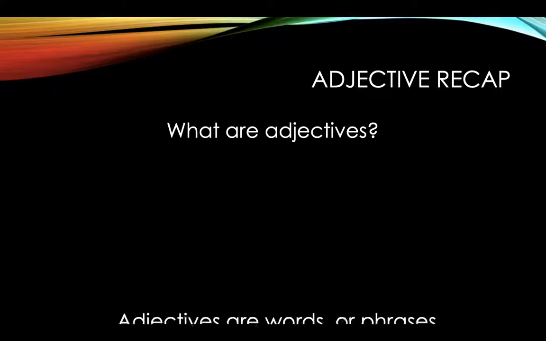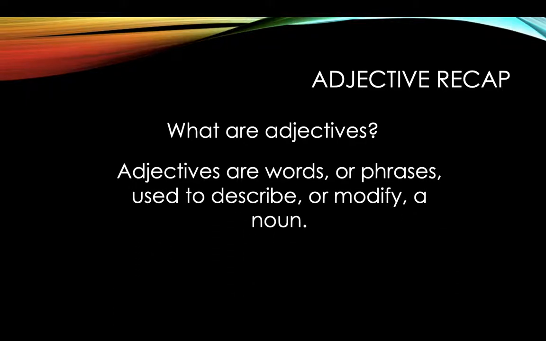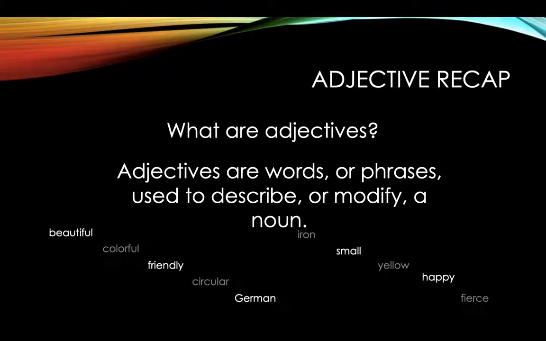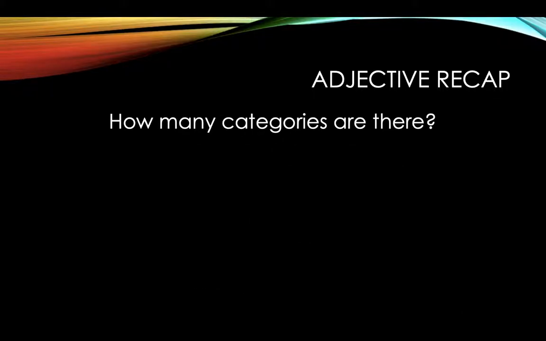What are adjectives? Adjectives are words or phrases used to identify or modify a noun. So remember, modify means to describe or to change. So there are words like beautiful, colorful, friendly, circular, German, iron, small, yellow, happy, and fierce. So remember, they're just descriptive words for nouns.